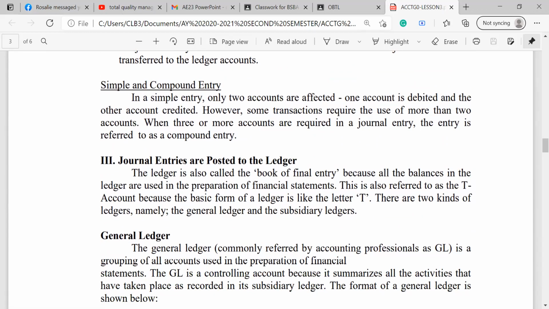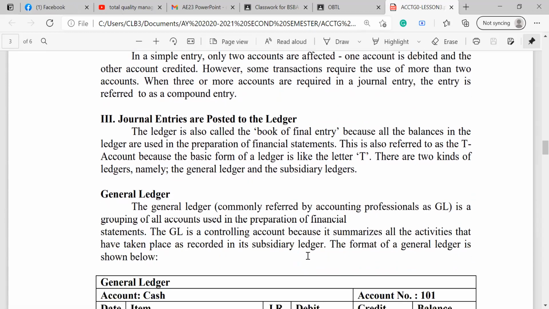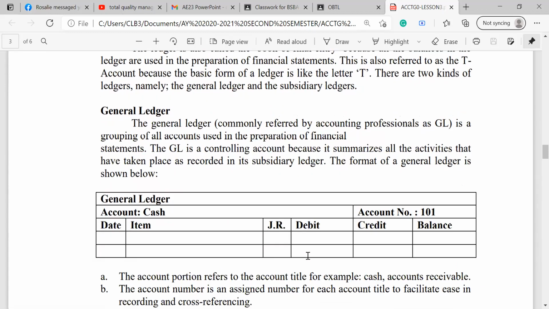Okay? So, let's have here the general ledger muna po. So, commonly referred by accounting professionals as GL. It is a grouping of all accounts used in the preparation of financial statements. Tinatawag ang general ledger na controlling account because it controls. Why? In the sense that it summarizes all the activities that have taken place as recorded in subsidiary ledger. So let's have an example of a general ledger.